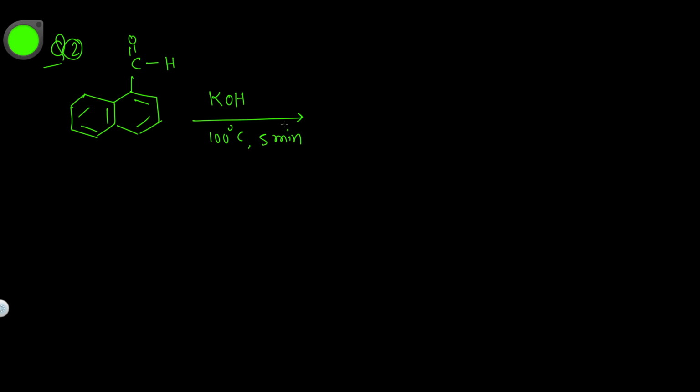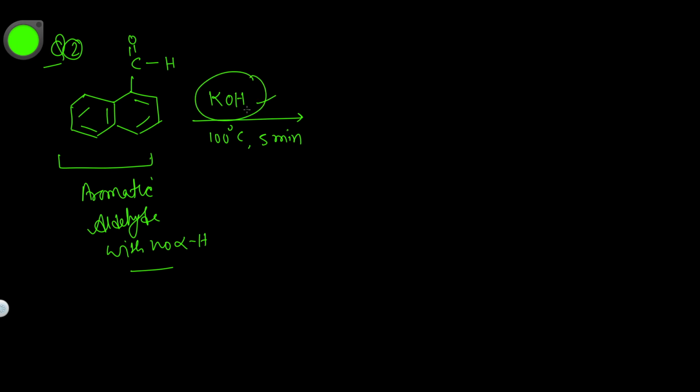Okay, so now see, we have here an aromatic aldehyde with no alpha H. This aromatic aldehyde has no alpha H, okay, and we have taken here a base, KOH. It means because there is no alpha H in this aldehyde, this OH minus will work as a nucleophile and it will attack on this carbonyl. Okay, so see what happened.